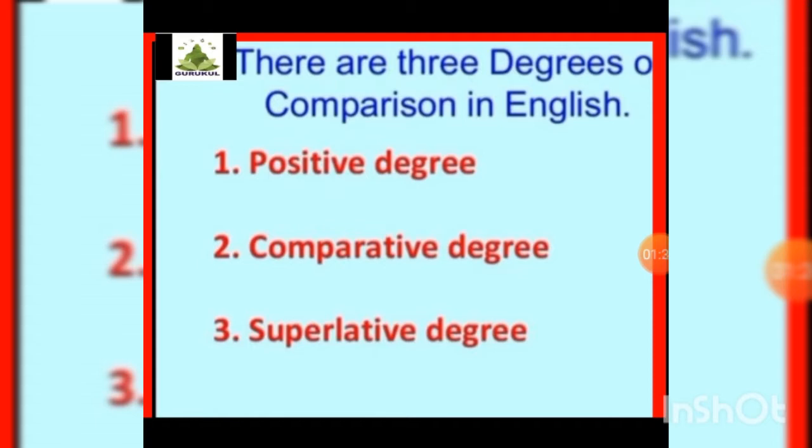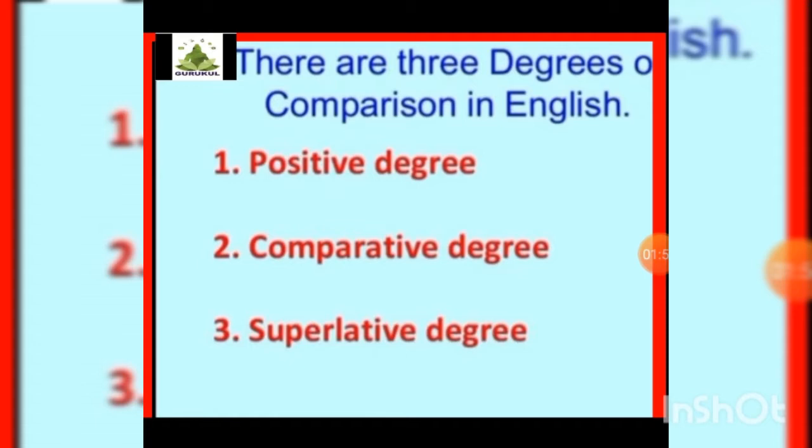Okay, children, and today in this class we are going to see the degrees of comparison. And children, there are three degrees of comparison in English. The first one is positive degree, the second one is comparative degree, and the third and last one is superlative degree. So today, one by one, we are going to see all these three degrees.